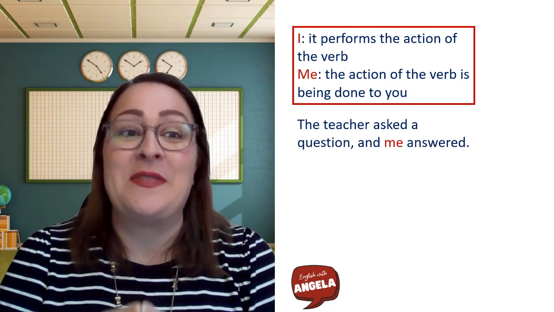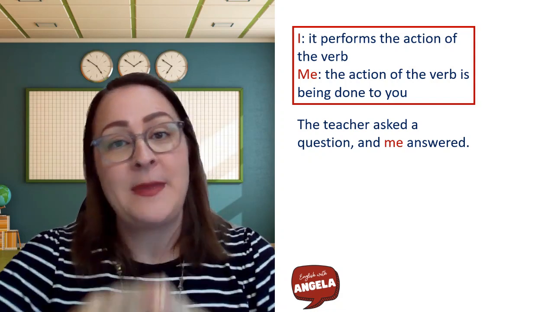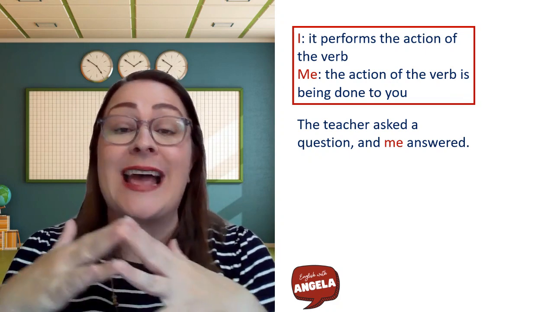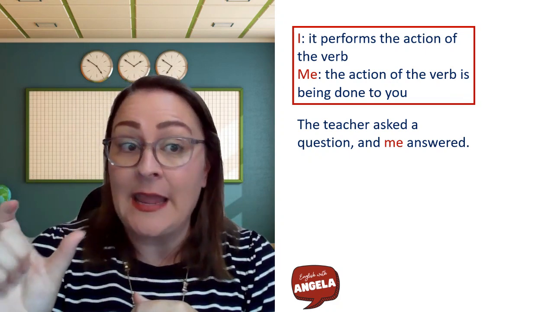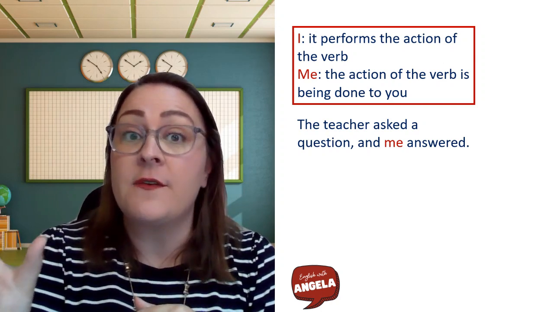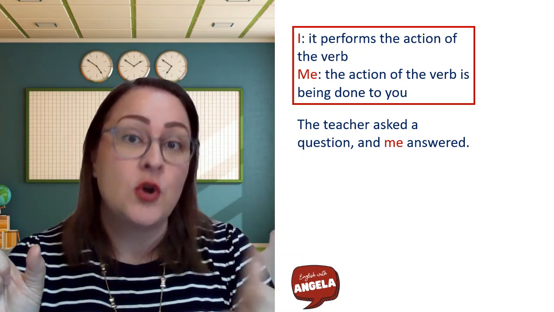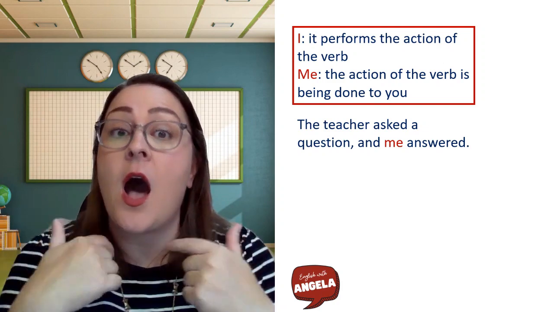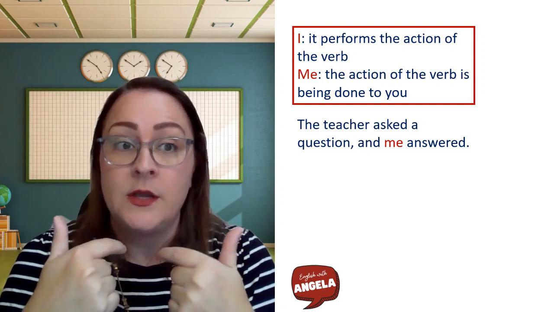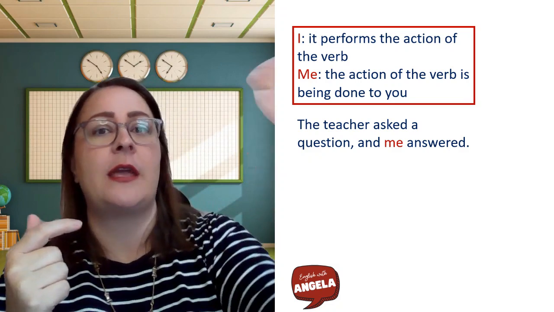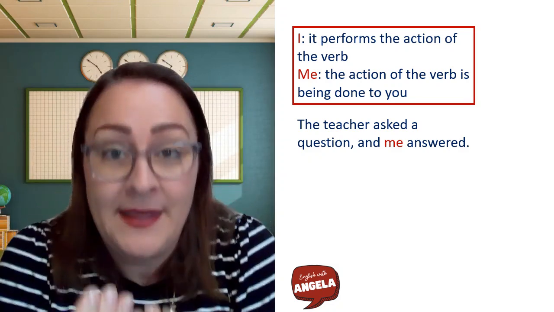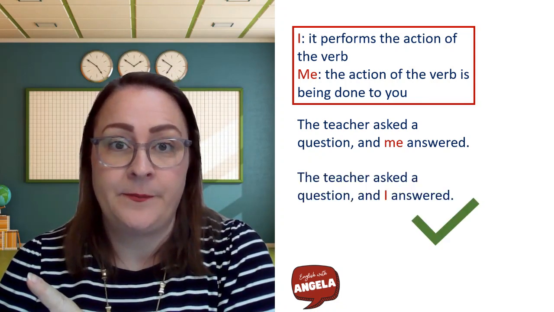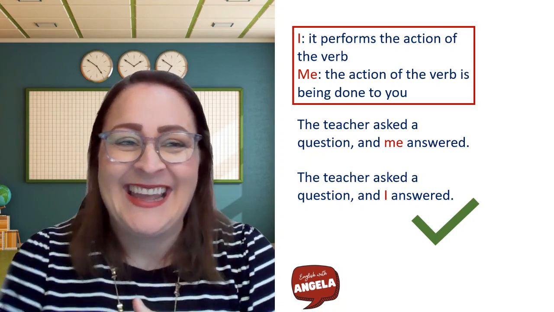Don't worry. Next one. The teacher asked a question and me answered. Very good. So the teacher's asking a question, but in the second part of the sentence, the verb answer. Did the teacher answer? Who answered? I did, right? So in that part, I am doing the action. So it's not me answered because it's not like I'm being given an answer. I am giving the answer. So I'm going to say, and I answered. Make sense? Good job. Let's do another one.